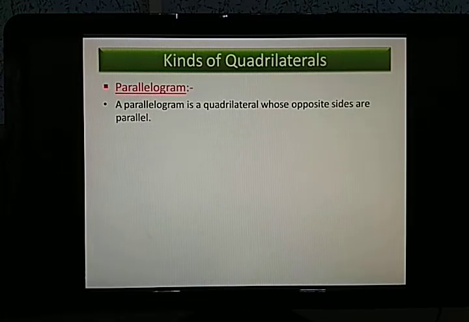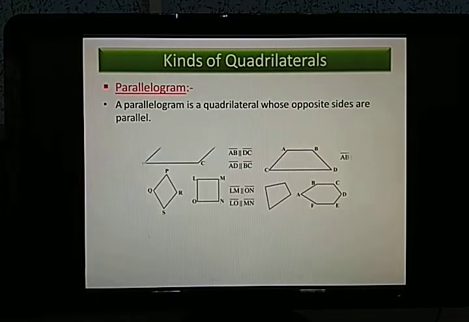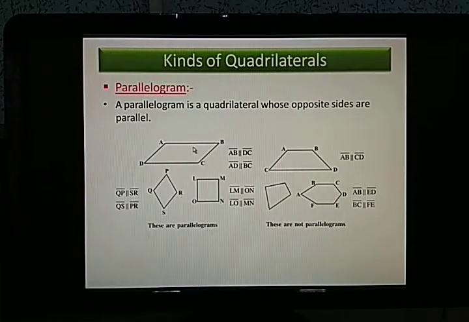Clear? So how many opposite sides will be there? We will see that. Now let us see. These are the opposite sides, AB and CD, AD and BC. So there are 2 pairs of opposite sides, and these are parallel. They are equal or not? That is not our concern at the moment, but they are parallel. They have to be parallel. Only then we can say they are parallelograms. Clear? This is the basic definition. But these are not, you can see. So that's it in the parallelogram.